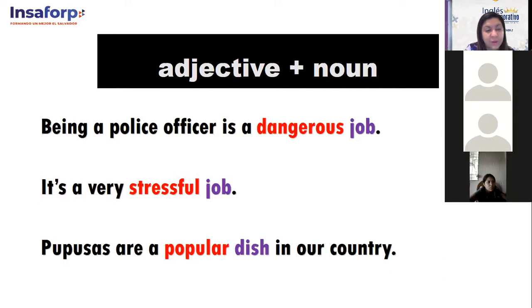Okay. You can say there are red flowers in my garden. Try to use there is, there are, or I have. Okay, there are big houses in my neighborhood. Hay casas grandes en mi vecindario, in my neighborhood. There are big houses in my neighborhood.